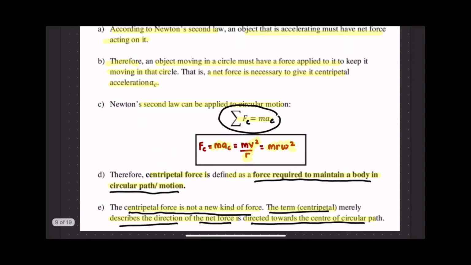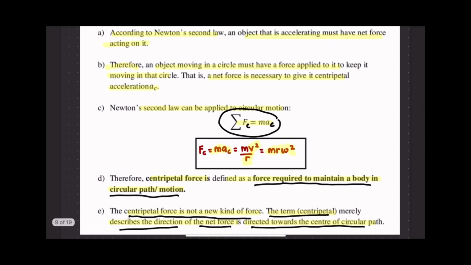Okay, so untuk chapter ni kamu punya force adalah macam chapter 4 tapi dia special sikit sebab dia ada huruf C. Subscript C, FC is equal to MAC. And then you kena tahu the direction AC tu ke mana. Iaitu sentiasa towards pada center.